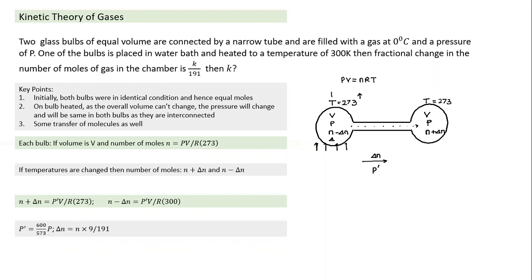So what we have done here: initially we applied the ideal gas equation to one bulb, and the same equation was valid for both. When the difference was made, the temperature was changed, so we treated the two bulbs separately and applied the ideal gas equation to each of the two bulbs. The only thing to keep in mind is that since they are connected, the pressure is the same. And by using n plus delta n and n minus delta n, I have also kept the total number of moles the same. So we can use such an equation, an ideal gas equation, you can apply.